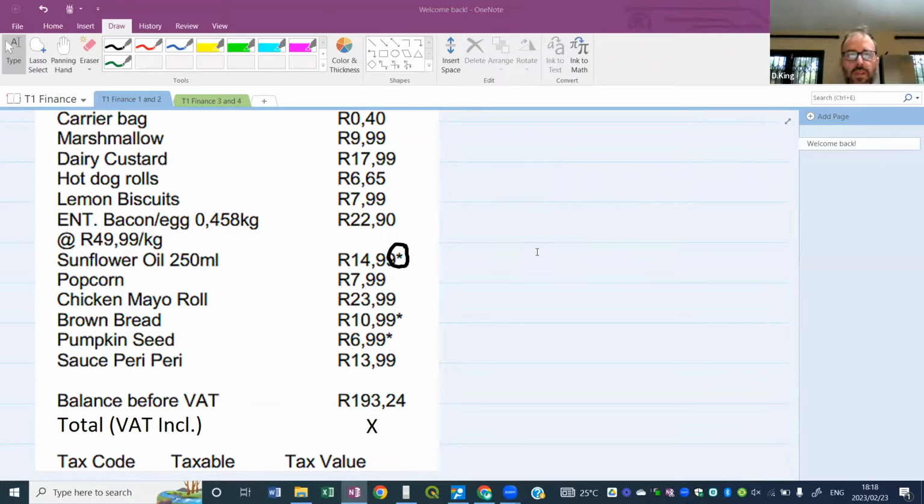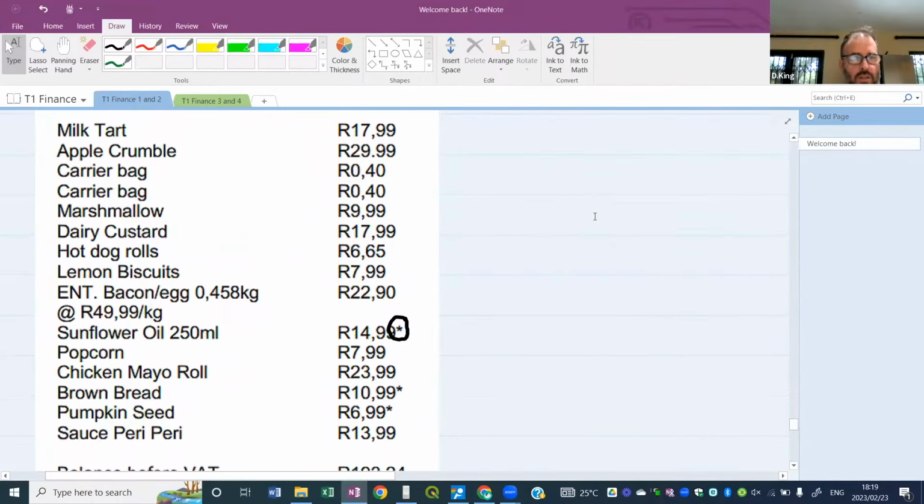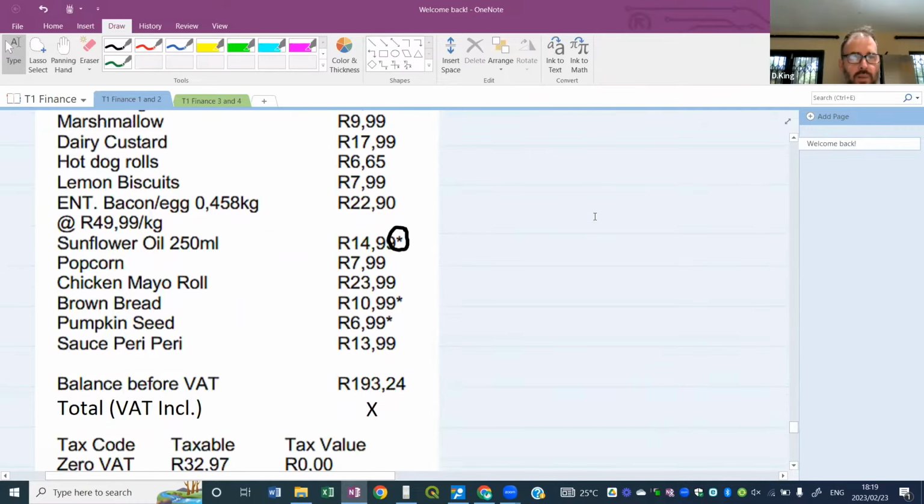So they're supposed to show you this on every single slip. If we have a look at our slip here, we've got quite a few items like carrier bags as well, marshmallows, dairy custards, hot dog rolls, lemon biscuits. We've got enterprise bacon.